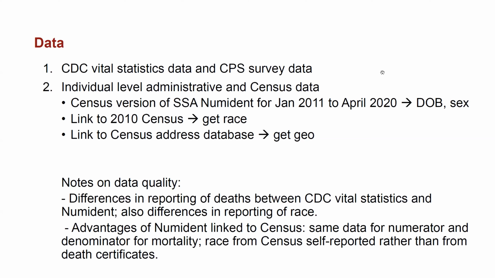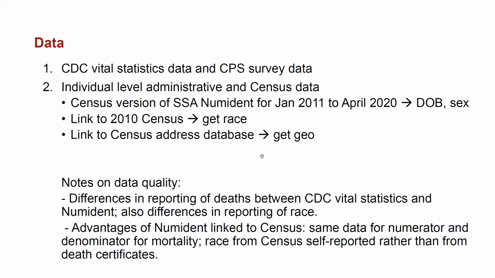A couple of notes for those of you just interested in the data, on data quality. There are interesting differences in the reporting of deaths between the CDC vital statistics and Numident. If you look at how death data is generated, it comes from very different channels to the vital statistics versus the Social Security Administration reporting. So some of the numbers in our data might not quite match the numbers reported by the CDC. Roughly, they're in the same direction and very similar, but there are some discrepancies. And there are certainly differences in reporting of race, because in the vital statistics, race information comes from death certificates, while we're going to be using race reported by individuals to the census.